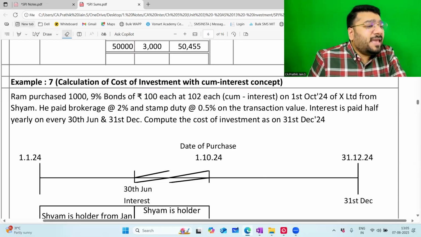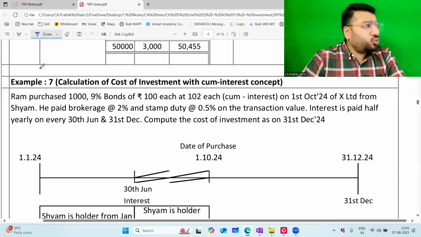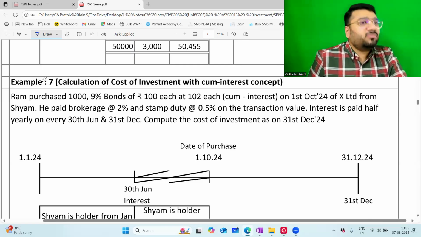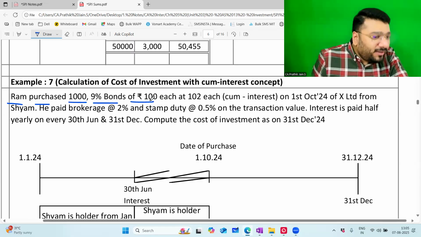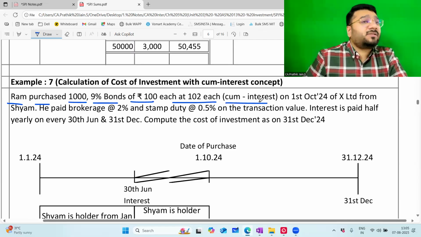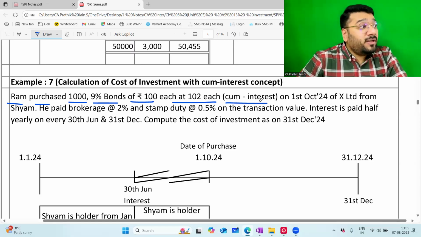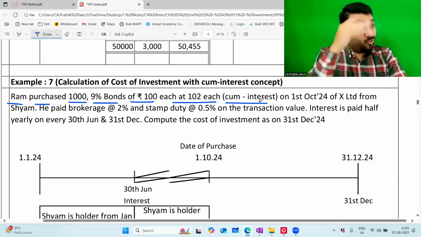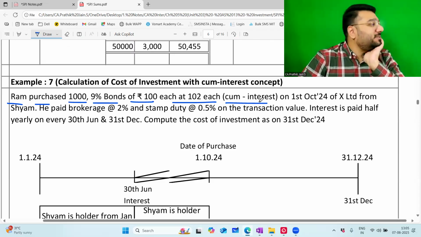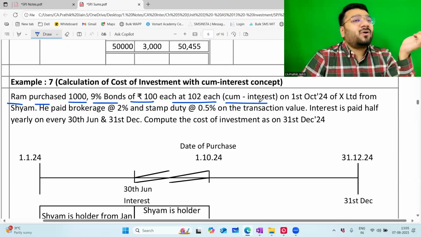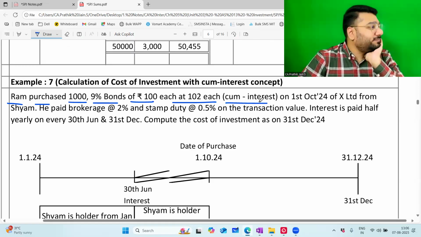Now, same question. Ram purchased 1000 quantities of 9% bond of 100 each at 102 each cum interest, which means the broker is a shrewd fellow. He doesn't want to leave the commission on interest. He's like, no, you don't pay interest separately. You pay interest through me so that he can get the commission on that. That is the only difference. Cum interest, ex interest concept is only from the point of view of the brokerage calculation.